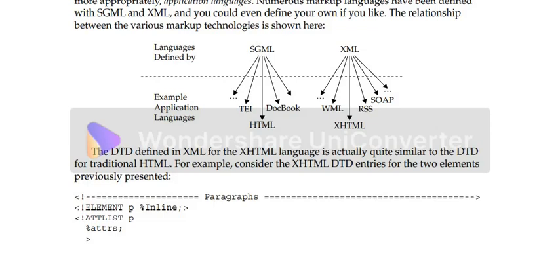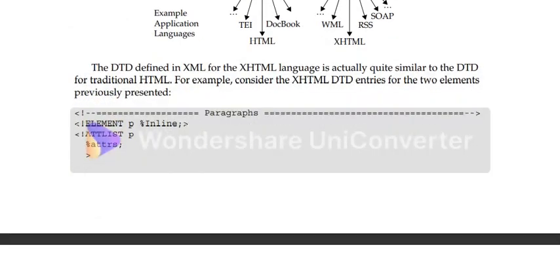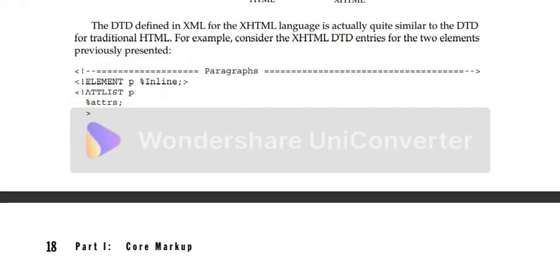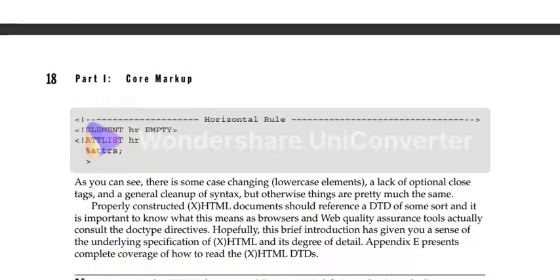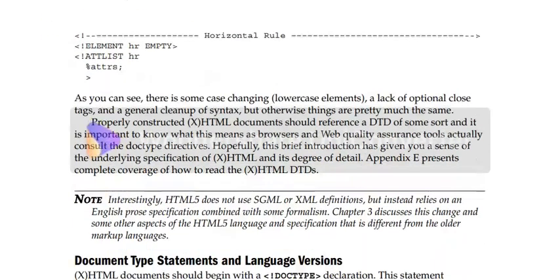The DTD defined in XML for the XHTML language is actually quite similar to the DTD for traditional HTML. For example, consider the XHTML DTD entries for the two elements previously presented. As you can see, there is some case changing, lowercase elements, a lack of optional close tags, and a general cleanup of syntax. But otherwise things are pretty much the same.